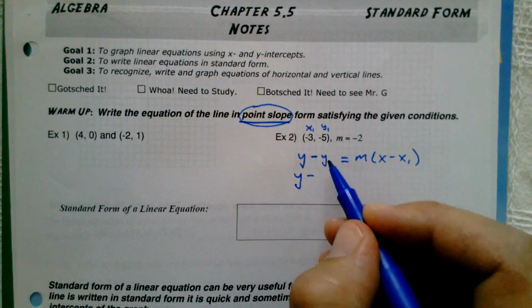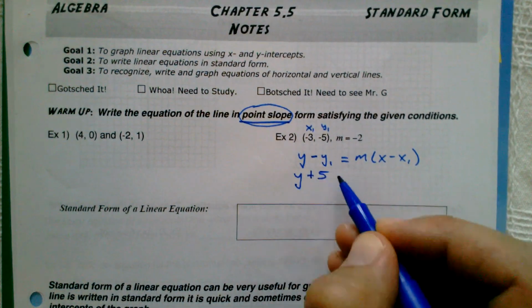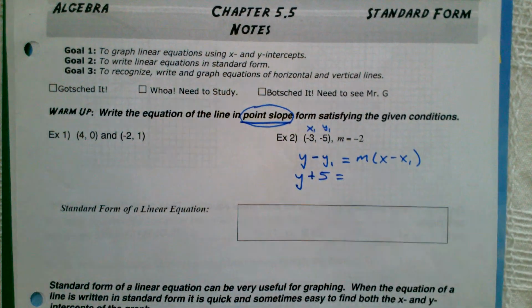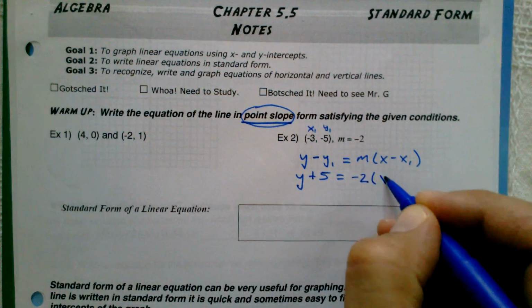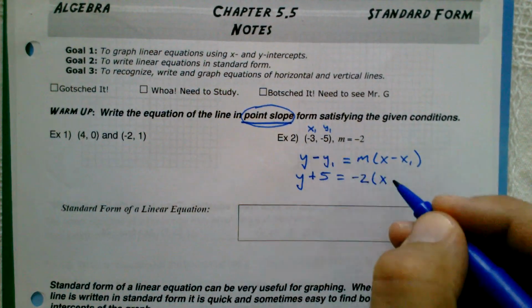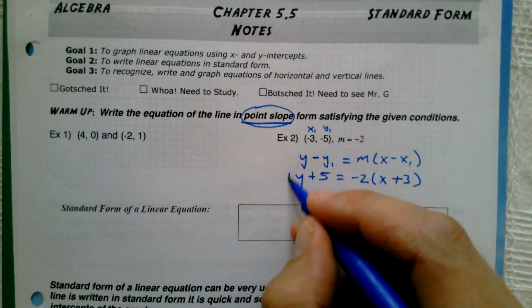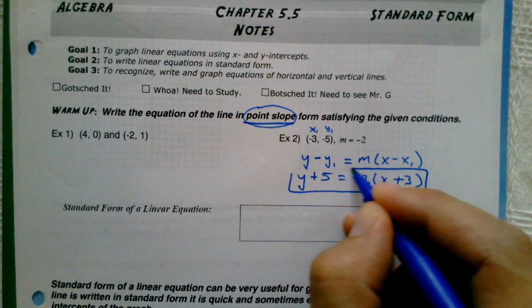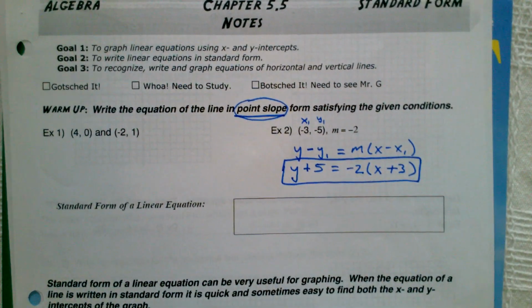I have y minus y1, so y minus a -5 is +5. When you subtract a negative, it makes it positive. And then my slope is -2. And then I have x minus x1, x1 is -3, so x minus a -3 is +3. And that's fine to go right into that step. There you go. That is point slope form of that point and that slope.